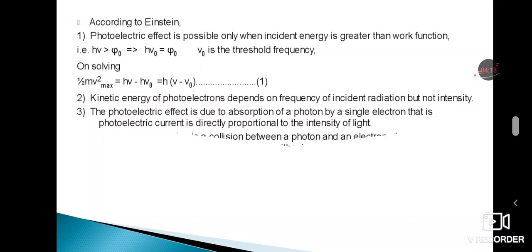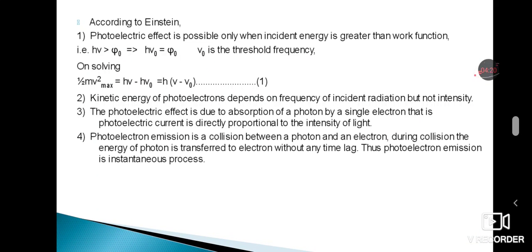but it does not depend upon the frequency. Then the last point: the photoelectric emission is a collision between the photon and an electron. During this collision, the energy of the photon is transferred to the electron without any time lag. Therefore, we can say photoelectron emission is a very instantaneous process. So there will be a collision between the photon and electron.